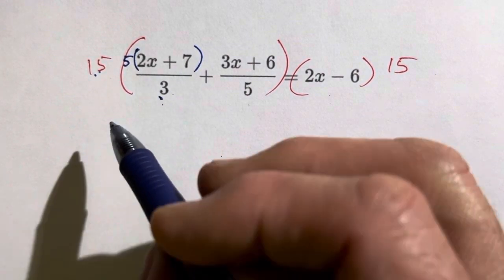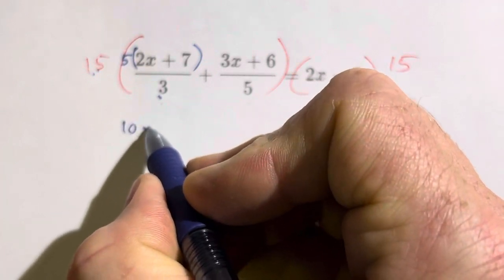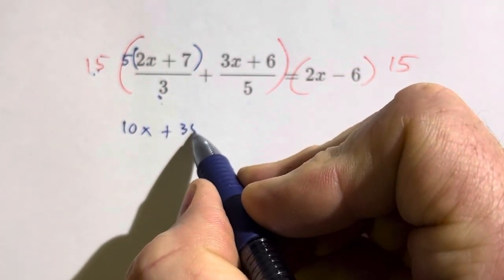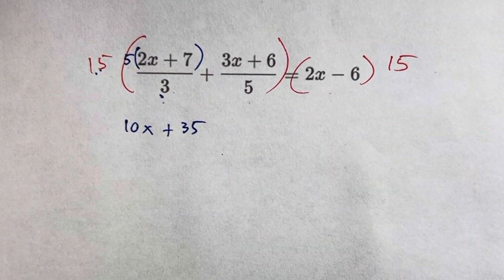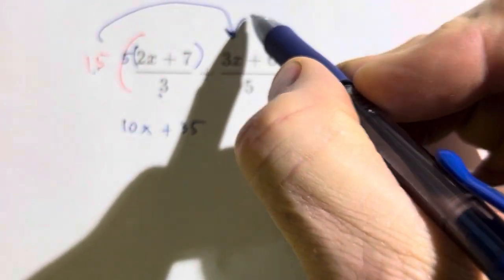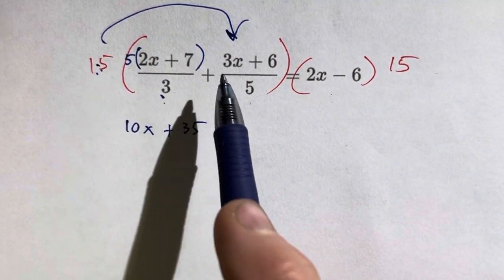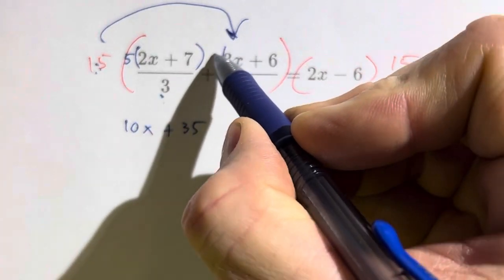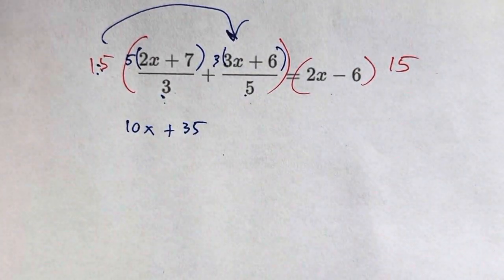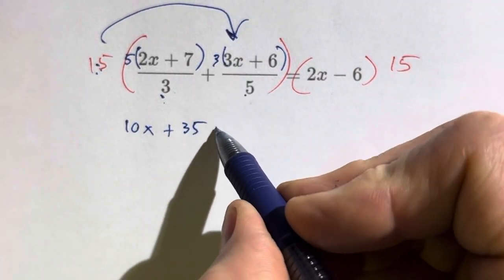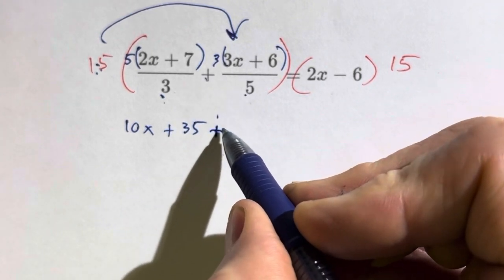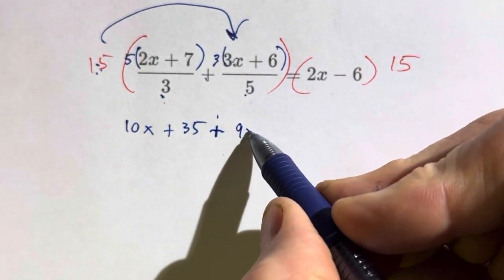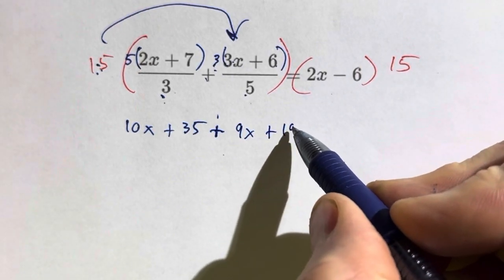So, distribute that. 5 times 2x is 10x. 5 times 7 is 35. Okay. Now, bring the 15 times this one. 15 divided by 5 is 3. So really, I've got 3 times that one. So 3 times 3x is 9x. There's a plus right here. Didn't write it down. So 3 times 3x is 9x. And 3 times 6 is 18.